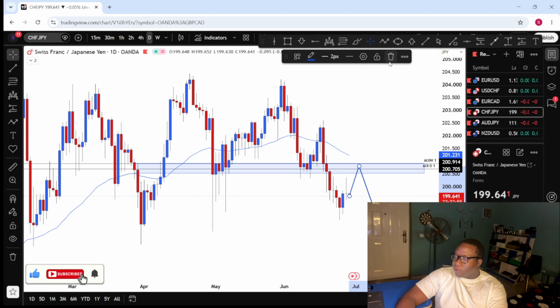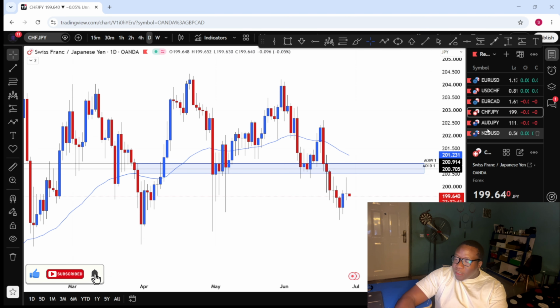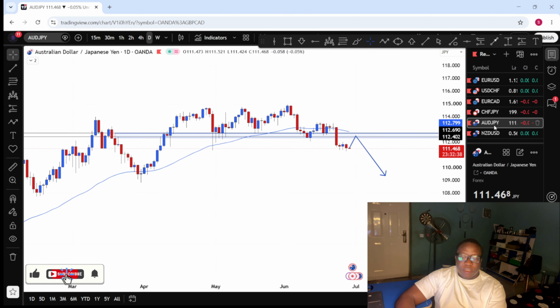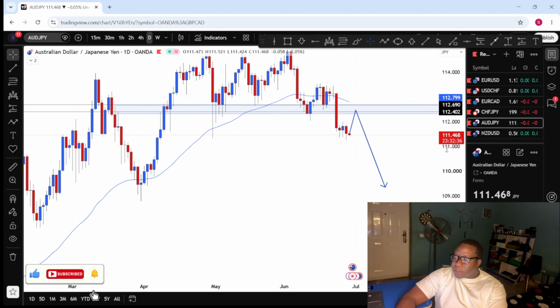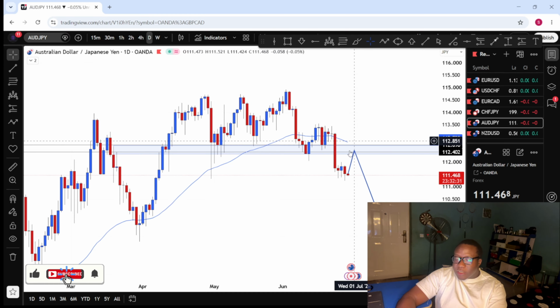Clean break and retest. See, this strategy that I'm using here is one of the simplest. PTTP, just plan your trade and trade your plan. There's nothing to it. The next pair is AUD JPY. On AUD JPY, similar to CHF JPY, we're basically just waiting for a retest into our area of interest for us to then look for a trade to the downside.